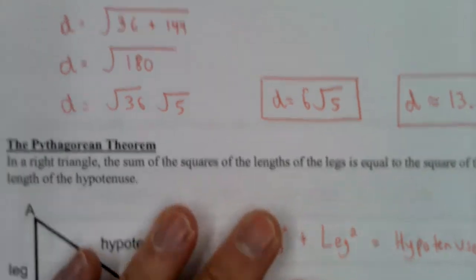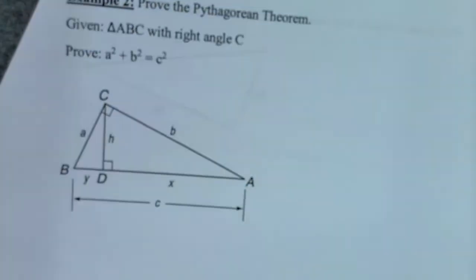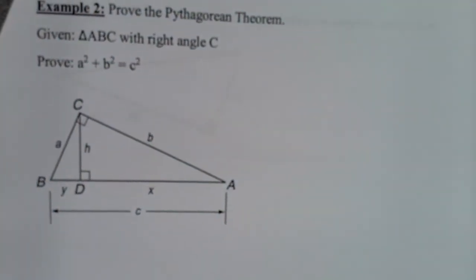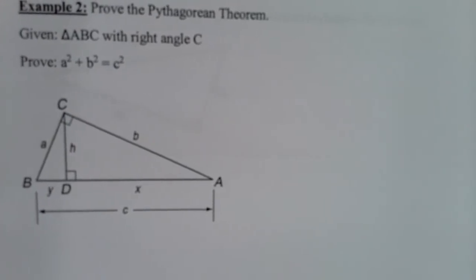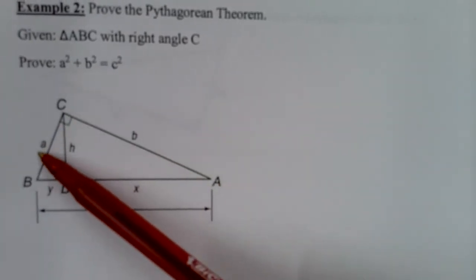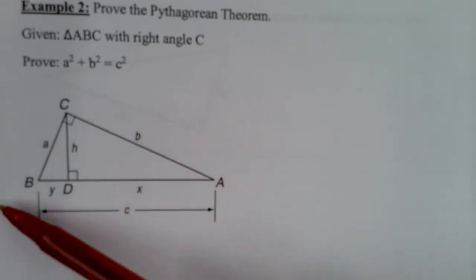Okay. Now, you've seen that before? Okay, you've seen that plenty of times. We're going to do some examples with that. We're going to do some hard ones. But before we do that, I want to prove that theorem. I want to prove the Pythagorean theorem. So we have triangle ABC with right angle C. We are going to prove that a squared, one leg squared, plus the other leg squared equals the hypotenuse squared.